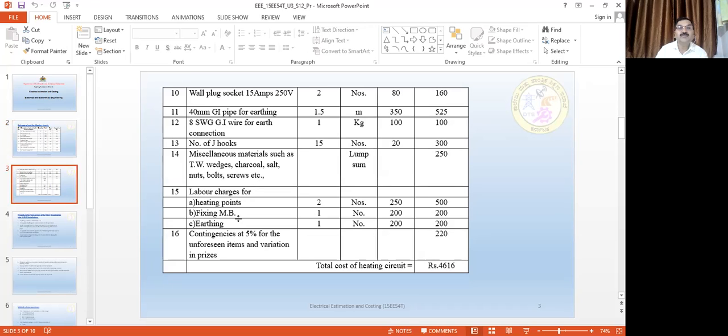Sockets, wall plug sockets of 15 ampere 250 volts. Two numbers are required, each of 80 rupees, it becomes 160 rupees. So the next one is earthing pipe, earth electrode.